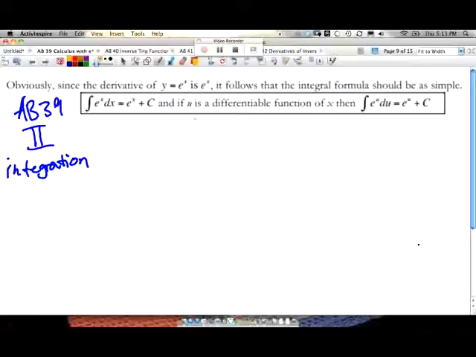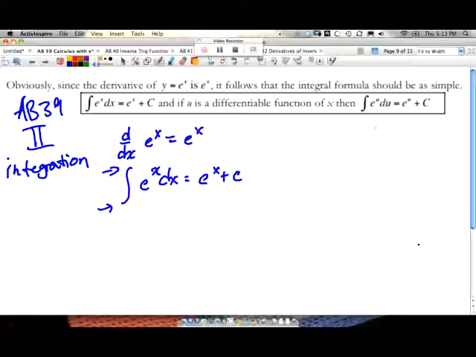And here we go. So the big idea: if the derivative of e to the x is e to the x, then the integral of e to the x dx is, well, that's just e to the x. But because there's no boundaries on the top and bottom, we get the plus c.